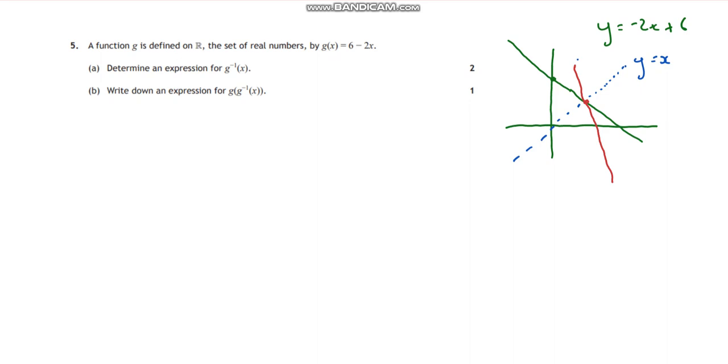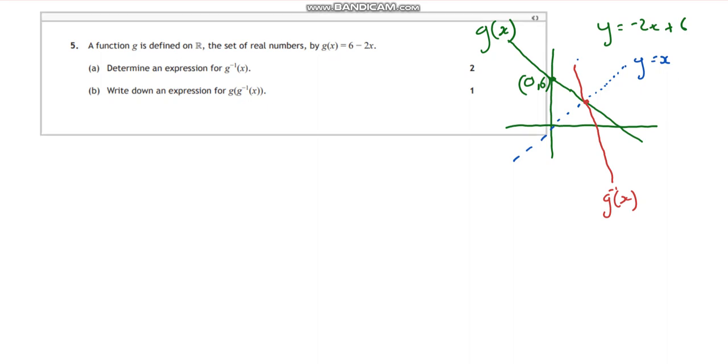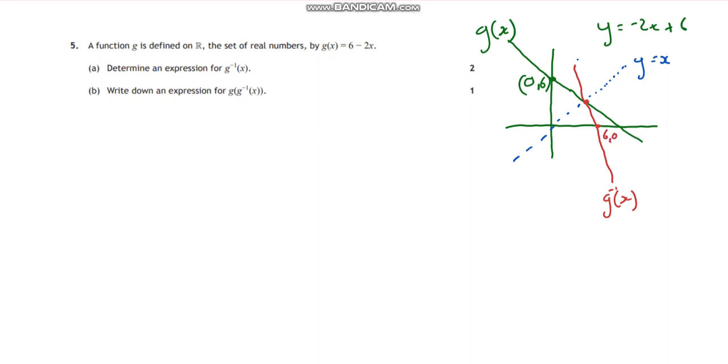So if that's the g of x, then that's g to the negative 1 of x. Okay, just to try and get it in your head what's happening. So that's what we mean when we talk about inverses. And what's happening there is that x and y have been switched around. So on this line g of x, we said that was 0 on the x and 6. That means on this one we would have over here 6 and 0. We just flip around our x's and our y's. Okay, so just a wee bit of background on it.